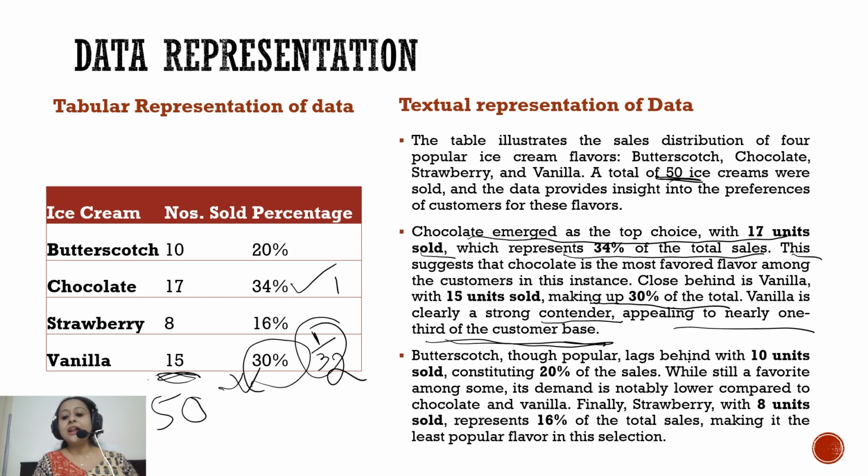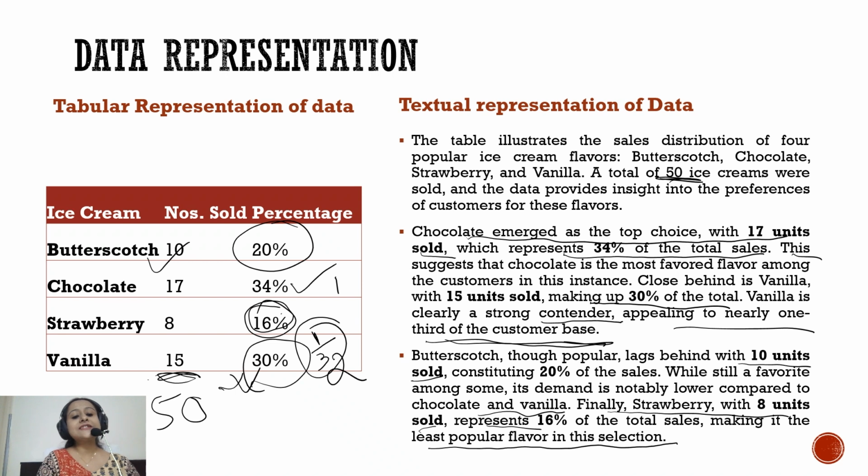Butterscotch, though popular, lags behind with only 10 units sold, and it comes in third, right? While still a favorite among some, its demand is notably lower compared to chocolate and vanilla. Finally, strawberry, with only 8 units sold, represents 16%. So we can say that it is the least preferred ice cream flavor, making it the least popular choice in this selection.